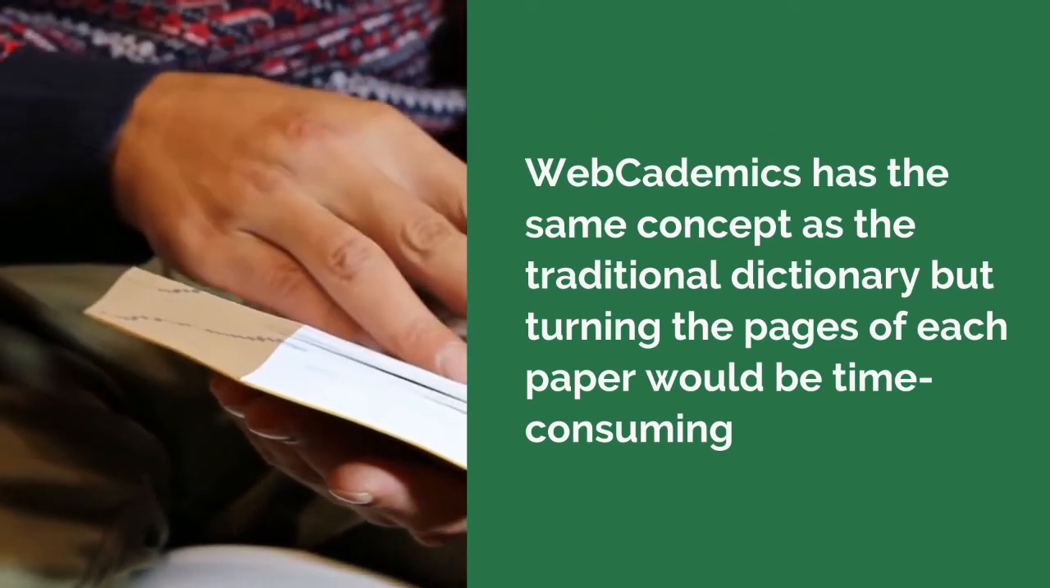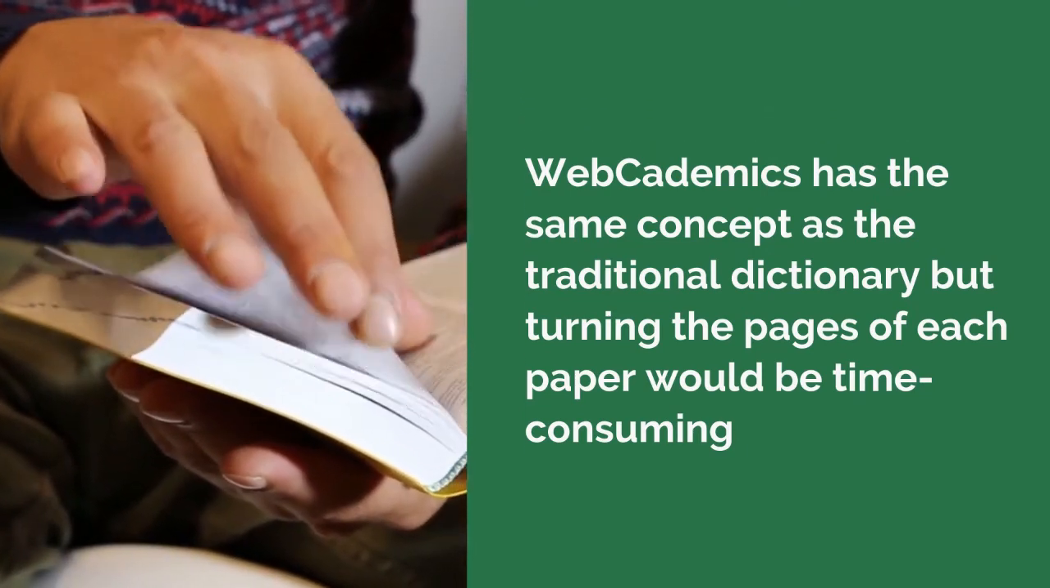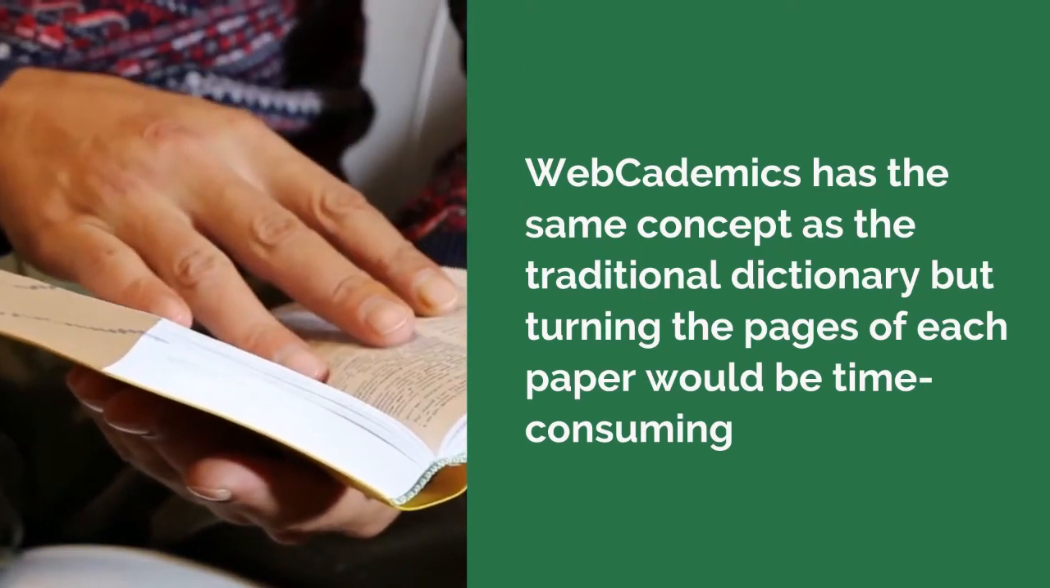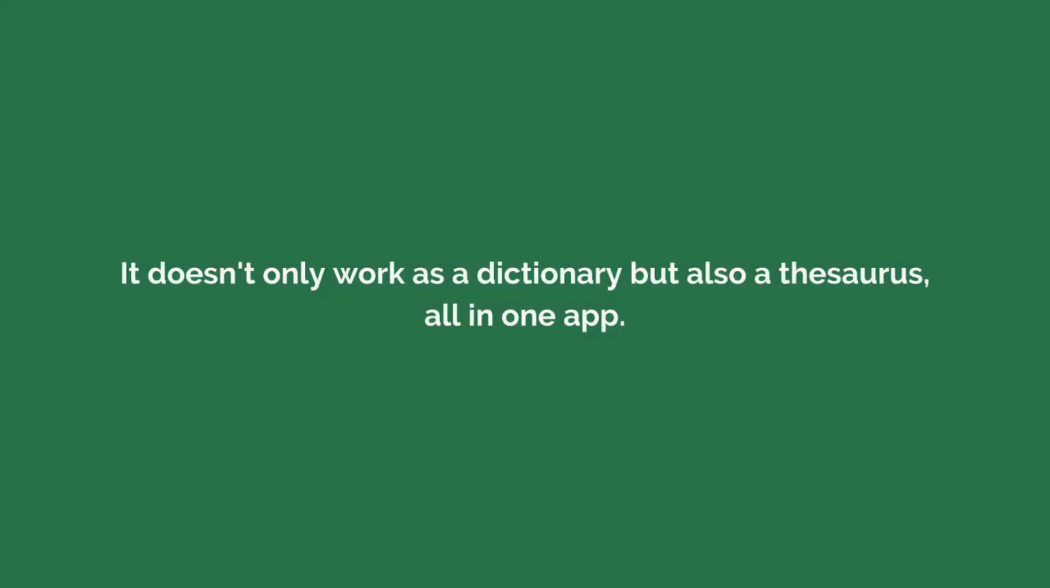Webcademics has the same concept as the traditional dictionary, but turning the pages of each paper would be time-consuming. In the Webcademics, you would just have to type the word and it will list the definition along with the pronunciation, synonyms, and the antonyms of the word. It doesn't only work as a dictionary, but also a thesaurus, all in one app.